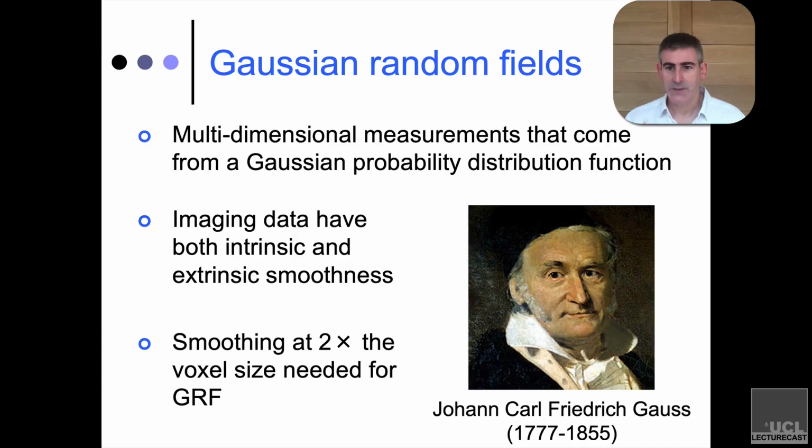We smooth the data to increase the signal to noise in the data. As a result of that, and it's not the only smoothing that we've done, we end up with this Gaussian random field, and therefore we can use Gaussian random field theory to do our statistical inference.